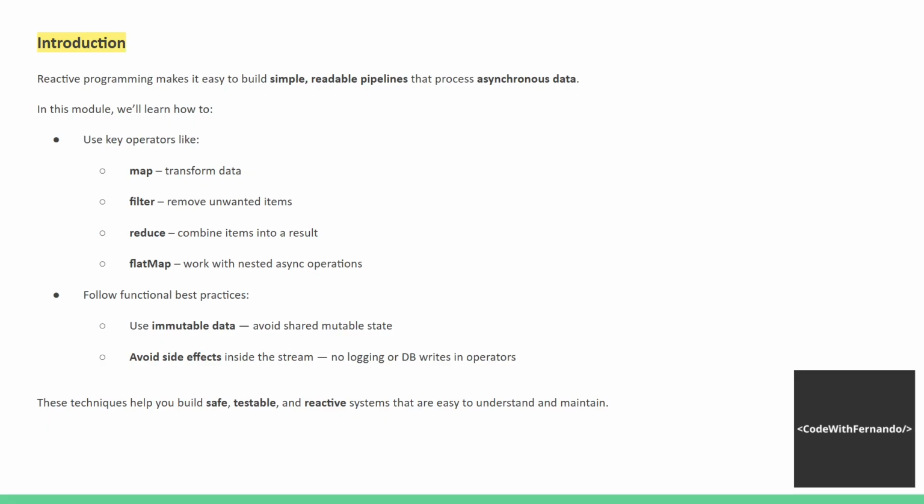Okay, introduction. Reactive programming makes it easy to build simple, readable pipelines that process asynchronous data. In this module, we will learn how to use key operators like map, filter, reduce, and flatMap. We are also going to follow functional best practices, such as how to use immutable data, avoid shared mutable state, avoid side effects inside the stream. Okay, so these techniques help you build safe, testable, and reactive systems that are easy to understand and maintain.